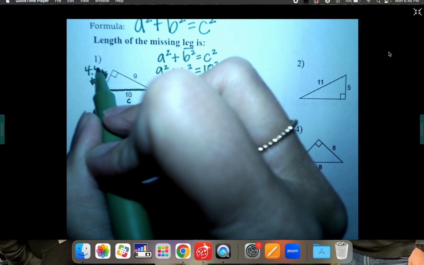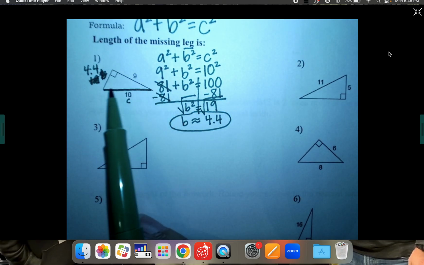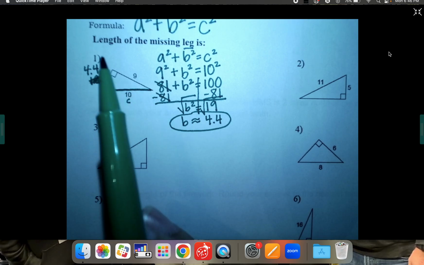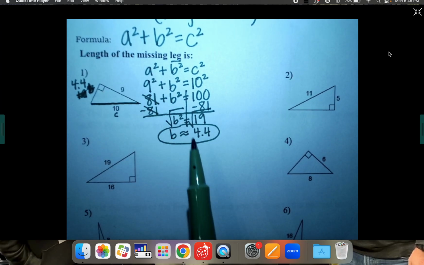4.4 over here on the shortest side. 4.4, the longer side is 9, the longest side is 10. Yes, so that is completely appropriate, and we know we did it right. Okay, that's how to solve every single one. You can move it around and solve it with an equation.